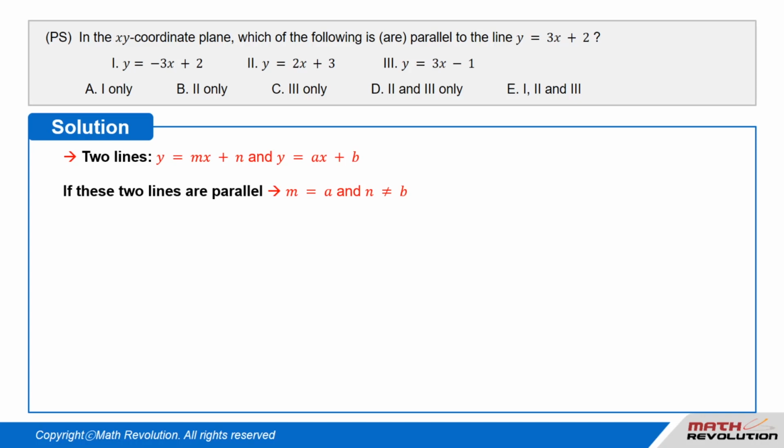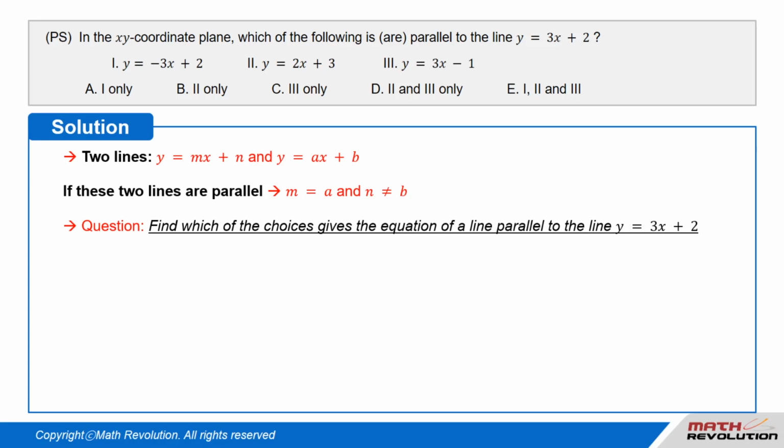Solution. Let's say we have two lines, y equals mx + n, and y equals ax + b. If these two lines are parallel, then we must have m equal to a, and n not equal to b. This question asks us to find which of the choices gives the equation of a line that is parallel to the line y equals 3x + 2.